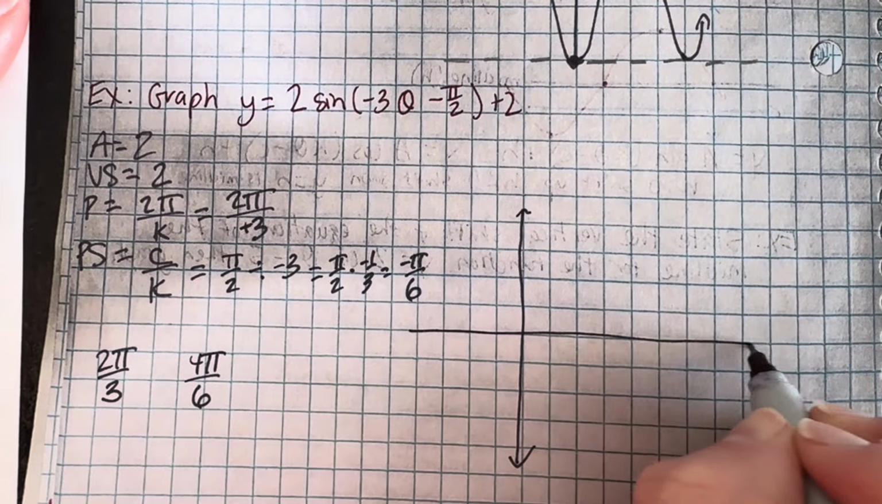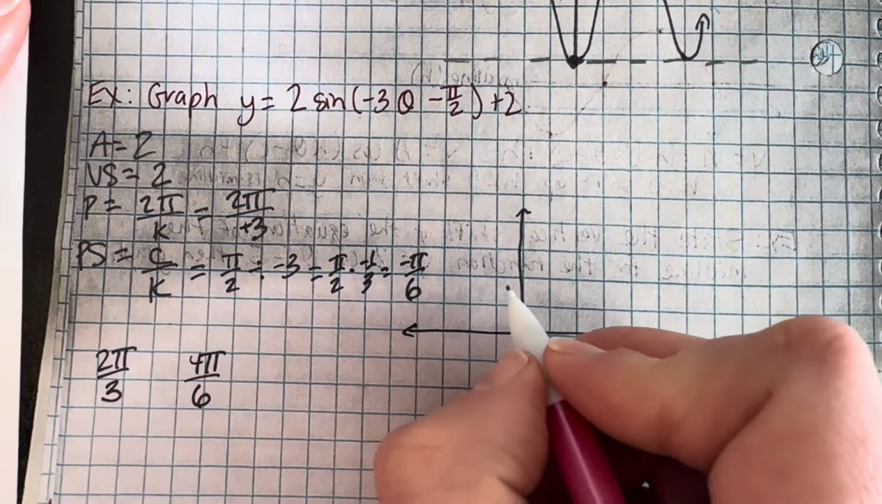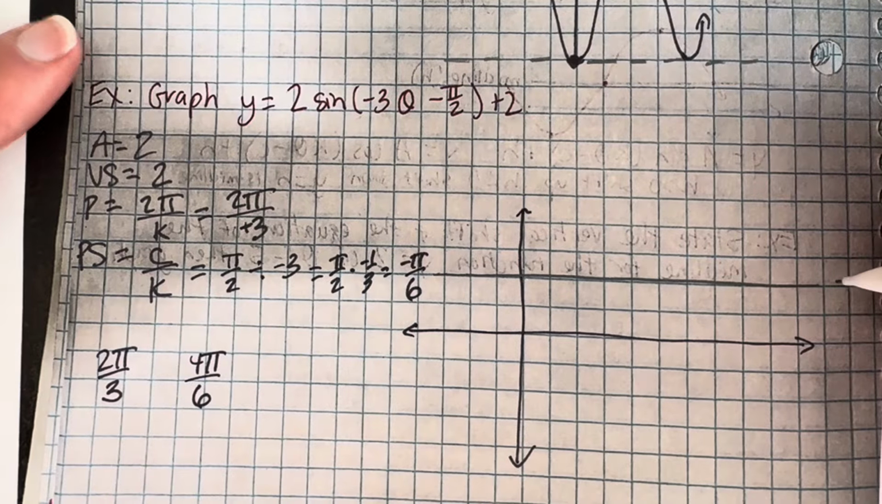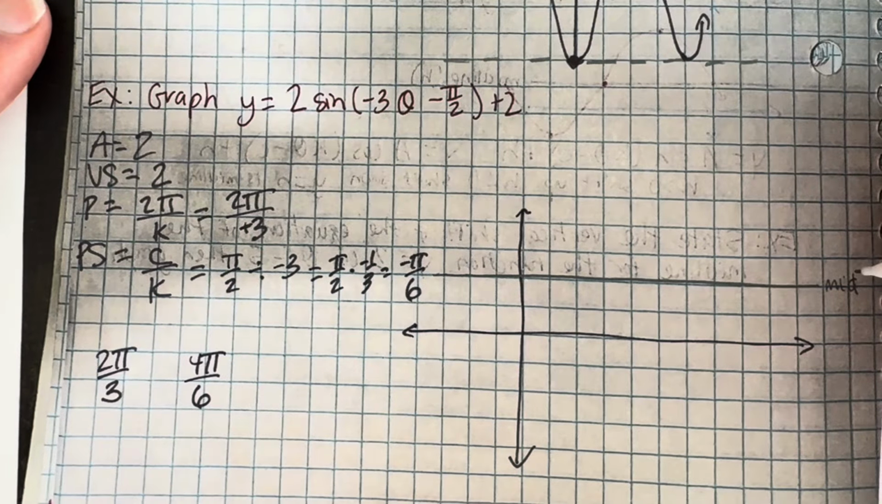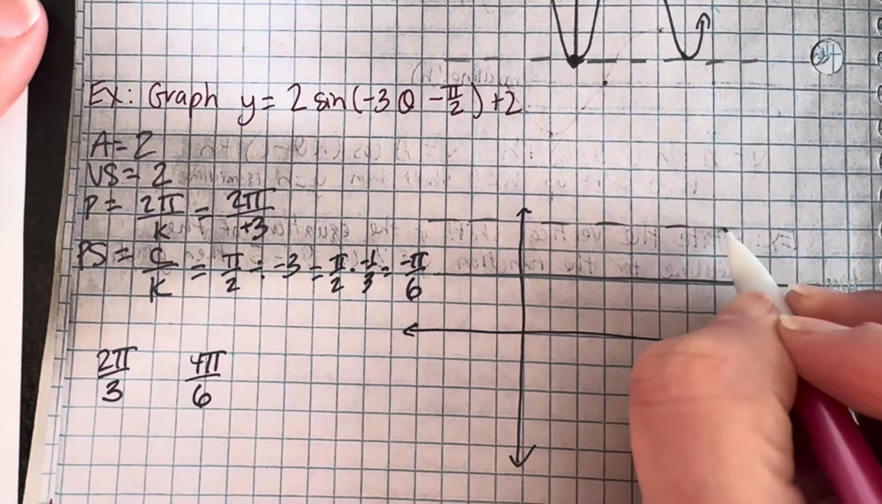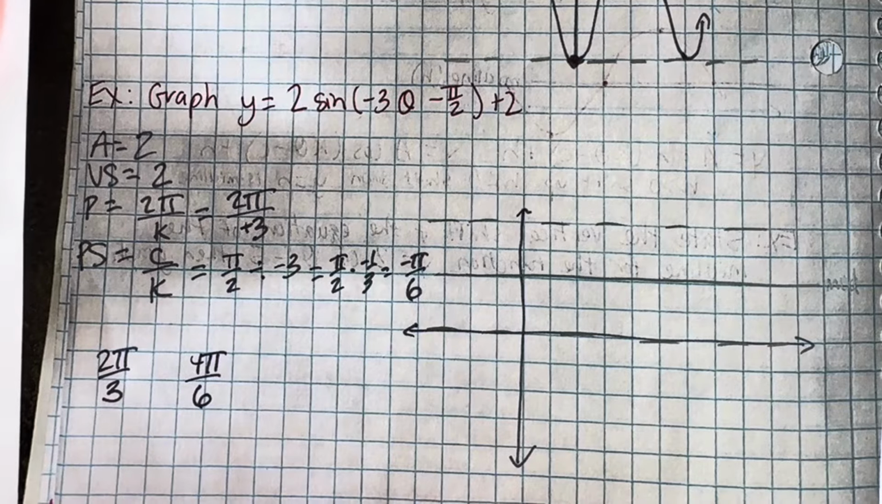All right, I may not have given myself enough room. We'll see. So my vertical shift is 2. So that's my midline. My amplitude is 2, so dotted lines from there kind of give me a runway to know where I'm working.